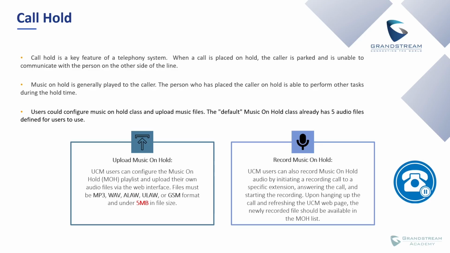The UCM 6000 models allow users to select the music on hold file from the web GUI to play it. The UCM will initiate a call to the selected extension and play the music on hold file once the call is answered, or they could record their own music on hold to override an existing custom prompt.